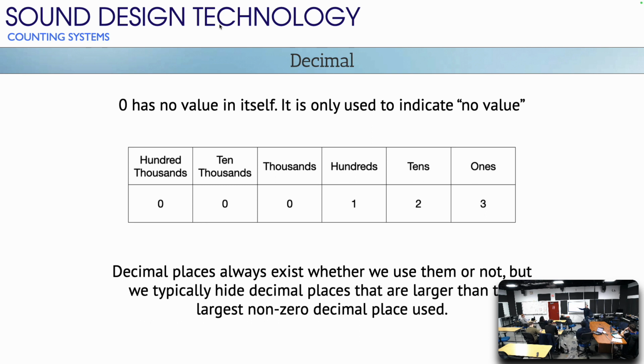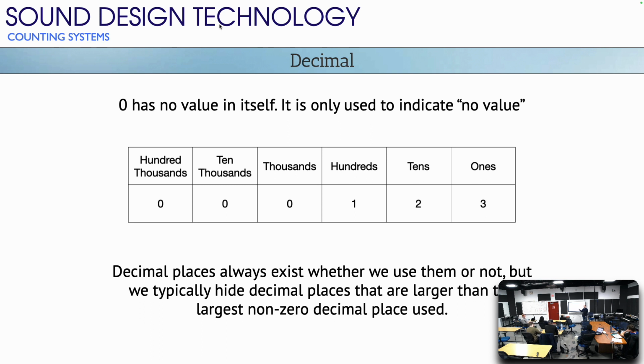All of the possible decimal places, all of the possible slots that could be used to describe a value, like in this case I've got thousands, 10,000s, 100,000s, those exist. In every number, they exist. We just choose not to show the ones that have no value, that are higher than whatever the highest one is that has a value. We usually hide those. We call them the leading zeros. We usually hide them, okay? But they're there. They're always there. We just choose not to look at them.